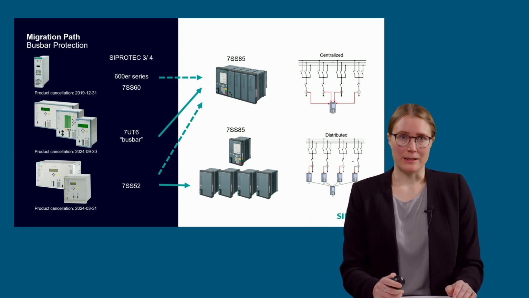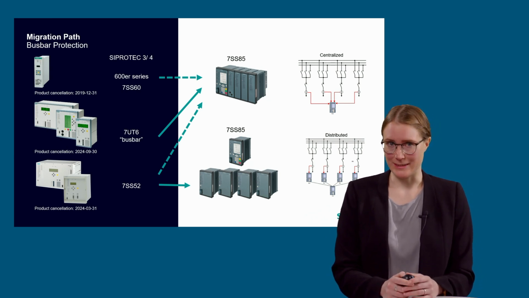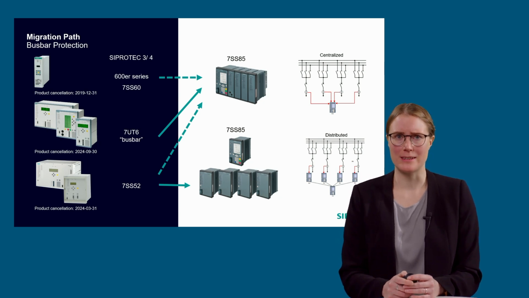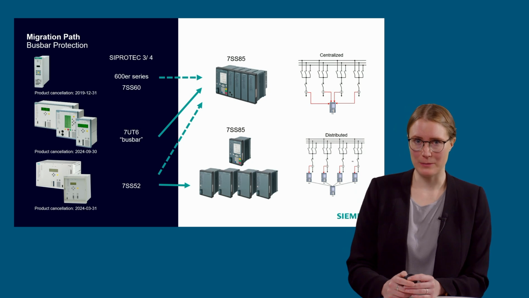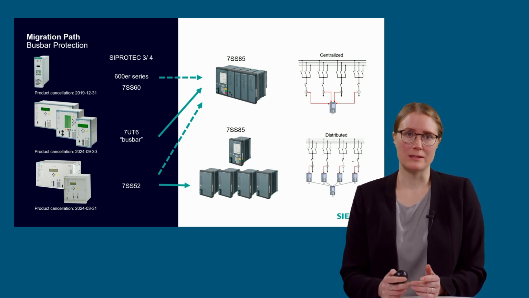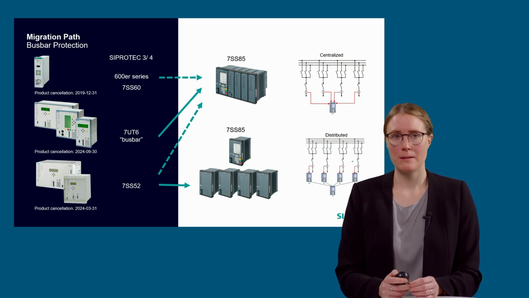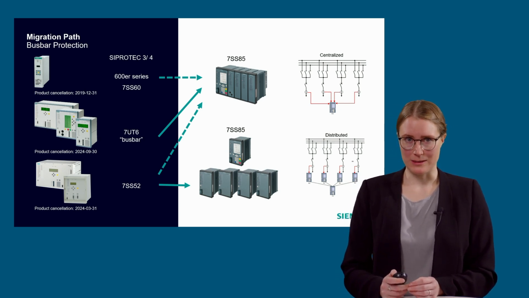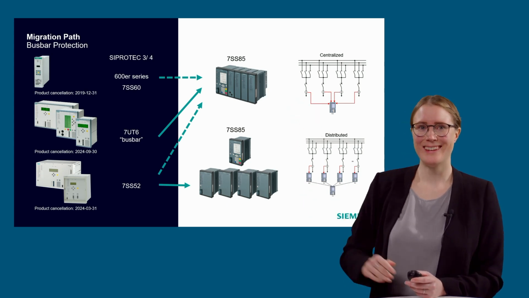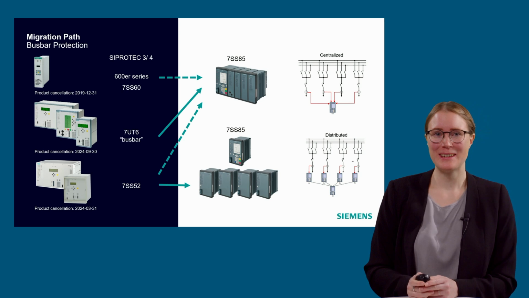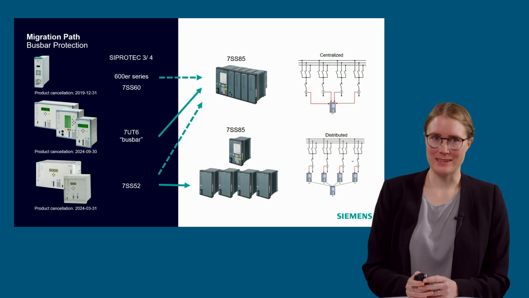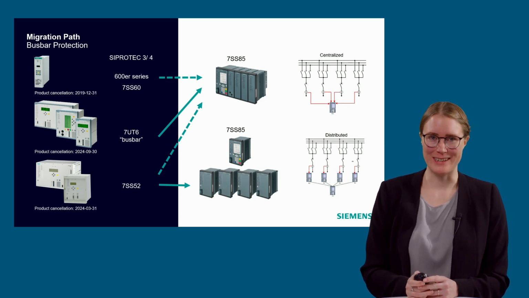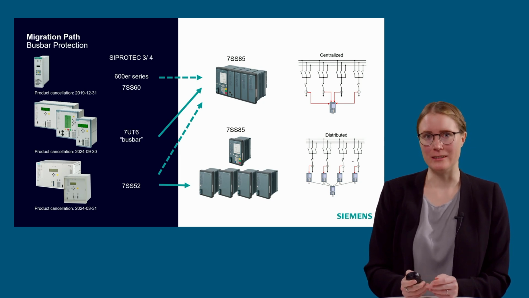The good news is the migration path to ZProtect 5 is a quite easy one, because every device from the 7SS60 to the 7SS52 can be replaced with the ZProtect 5 7SS85. The migration path is displayed with these turquoise arrows on the slide. The 7SS85 can be used in a centralized approach or in a distributed setup. For the distributed solution as bay units, you can use every ZProtect 5 protection device or, of course, the 6MU85 as merging unit in the feeder.